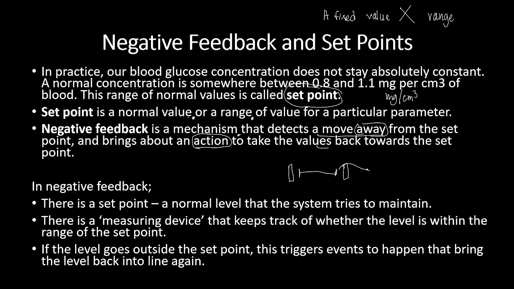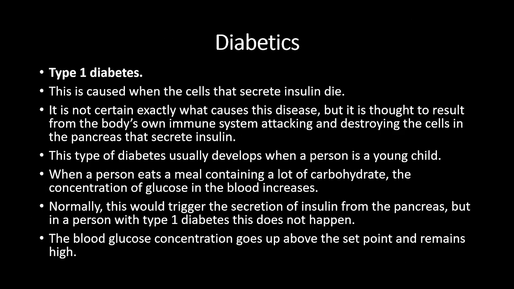But as soon as the value goes outside the set point, what will happen is I'll go through mechanisms called negative feedback and do some action or other to bring this back within the set points. So in negative feedback, we have a set point. There's a measuring device that tracks whether the level is within the range of the set point. If the level goes outside, then it triggers events. These events are actions to happen so that the level is brought back into line again.